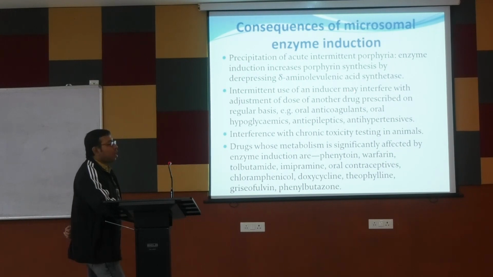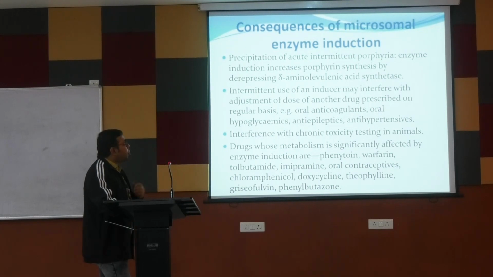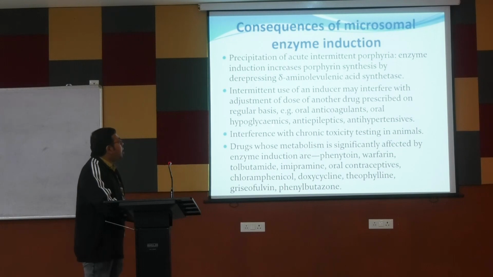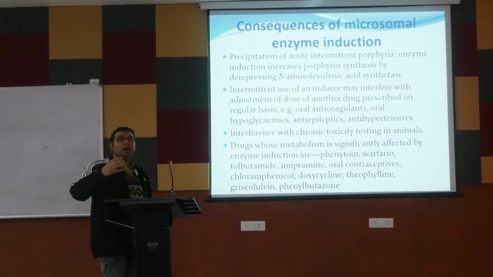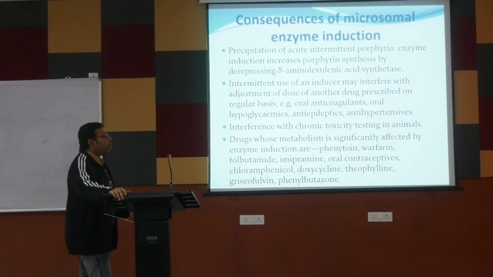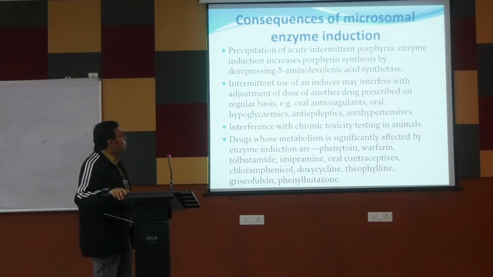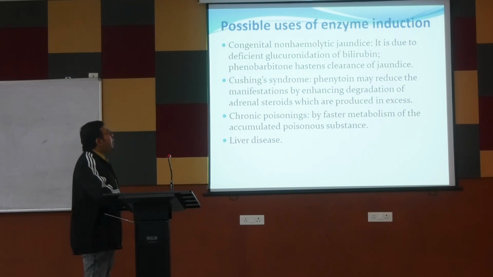Intermittent use of an inducer may interfere with adjustment of the dose of another drug, such as oral anticoagulants, oral hypoglycemics, antiepileptics, etc. Interference with chronic toxicity testing: in animals, chronic toxicity testing is done before a drug comes out, and that gets interfered with. Drugs whose metabolism is significantly affected by enzyme induction are phenytoin, warfarin, tolbutamide, etc. So there are different drugs that are significantly affected by this. A possible use of enzyme induction: congenital non-hemolytic jaundice.